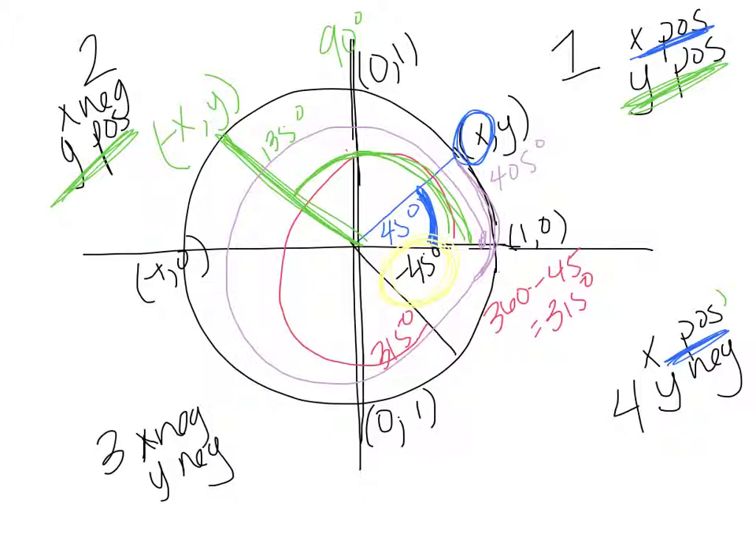Yeah. Where else could I go to get the same y value? To the second quadrant. So suppose I went all the way around, 360 plus 135 more. Where does that put me? 495. 495 degrees would have the same y value.